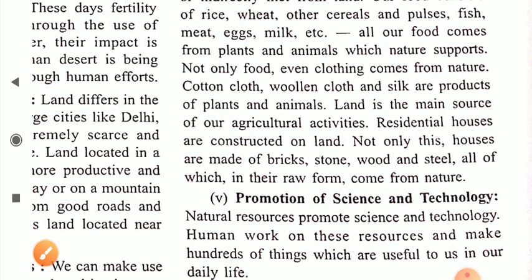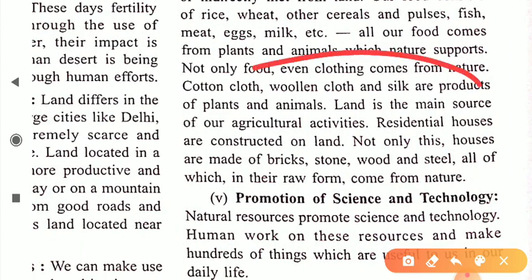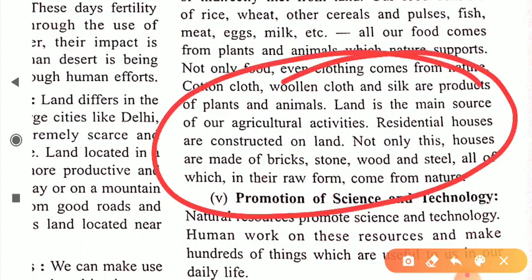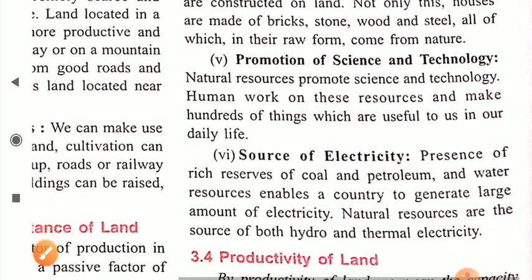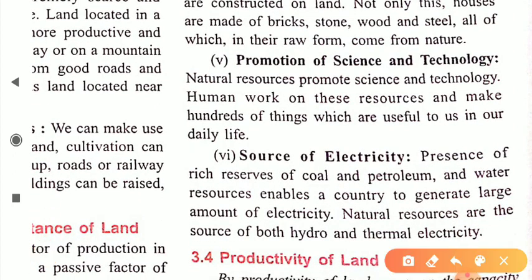Residential houses are constructed on land. These houses are made of bricks, stone, wood, steel, all of which in their raw form come from nature. So that's why, dear students, land is one of the crucial or basic factors of production. Whatever commodity you are producing, land plays a very important role in the production of that particular commodity. Next is promotion of science and technology.